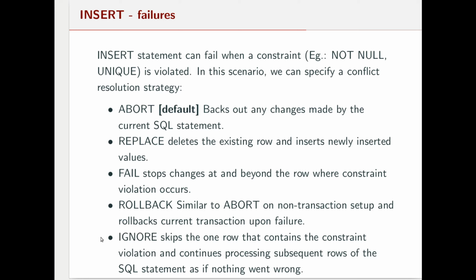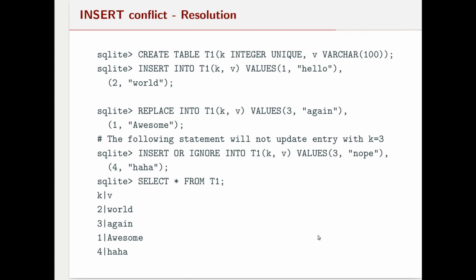So we have seen that each column has a data type. Missing values and incorrectly specified values would make the data set what is called dirty. So ignore skips the one row that contains the constraint violation and continues to process the rest of the rows. This way, when you have IDs associated with rows, you can pinpoint exactly which rows are unclean. Let's now see a bunch of examples on how to use these conflict resolution strategies during insert.